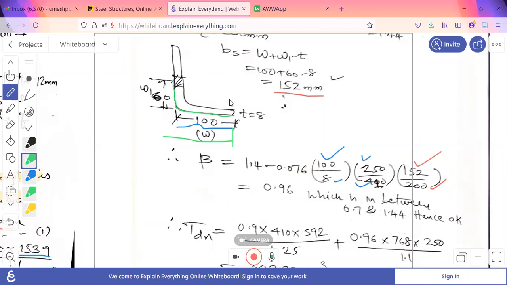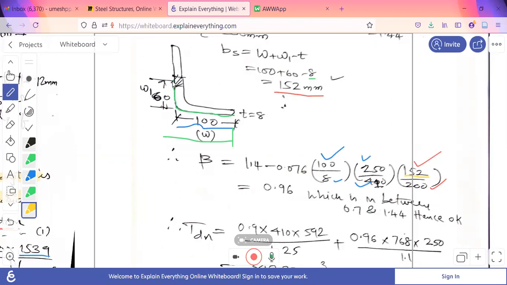It is a formula. It is not only this distance. The formula is like this. That is W plus W1. W1 is the corner to the center of the hole, which is the gauge distance, 60 mm. So it is W plus gauge distance minus thickness of the member. Which is 152. It is here. See this 152. 152 is this one.